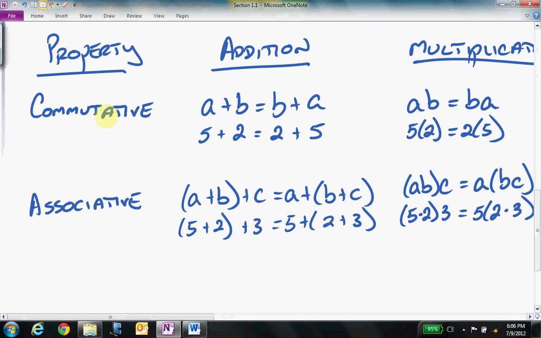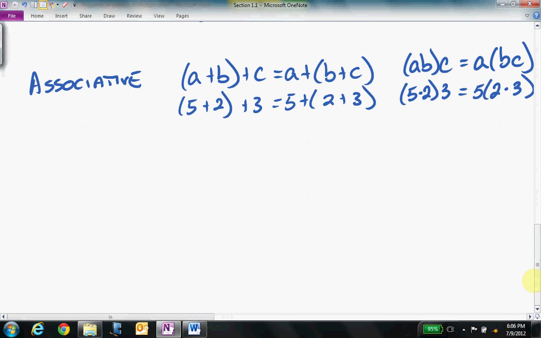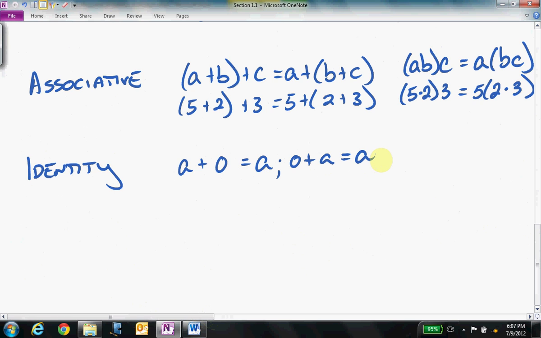So we've got commutative and associative. The third property, which we'll look at, is called the identity property. The identity property is basically saying, what can I do to this number so I get the same exact answer? So when you add, the only thing you can add to some value A to still end up with A is the value of 0. That is it. So our identity property is A plus 0 equals A, or 0 plus A equals A.